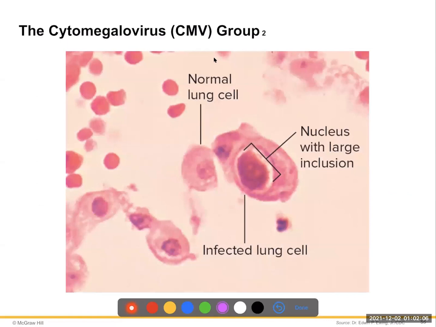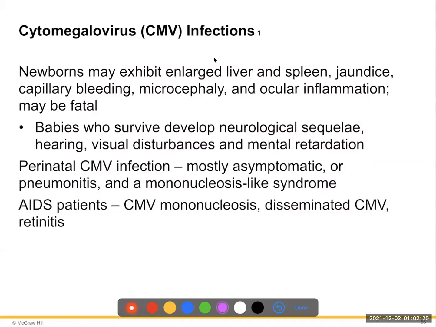Okay. Again, here's your normal lung cell. This is the large giant cell. And this huge nucleus, another nucleus, multinucleated in there, and inclusions inside the nucleus. So you can see your giant cells in there too. With the cytomegalovirus, newborns may exhibit enlarged liver and spleen. Then you have jaundice, yellowing of the skin. The red blood cells are being destroyed, and they're producing bilirubin. The bilirubin is going to the cerebrum, and that's causing this yellow coloration of the skin. Capillary bleeding, microcephaly, ocular inflammation, and it may be fatal in newborns.